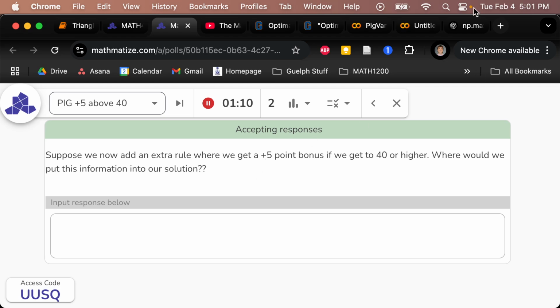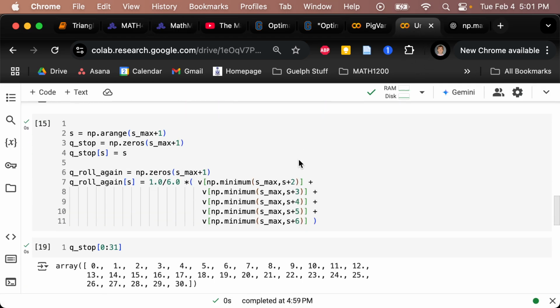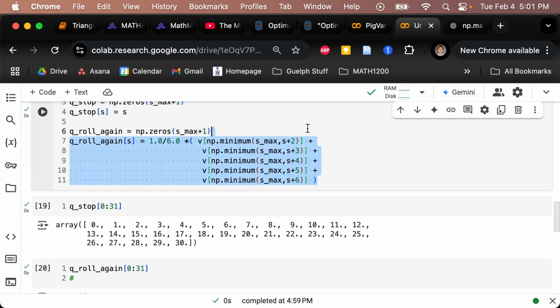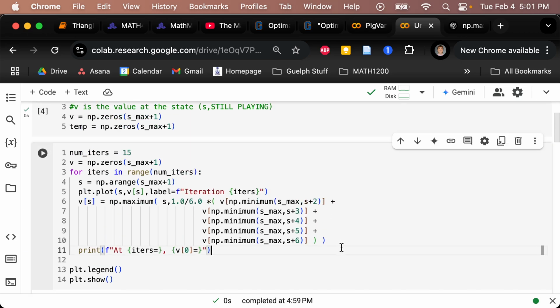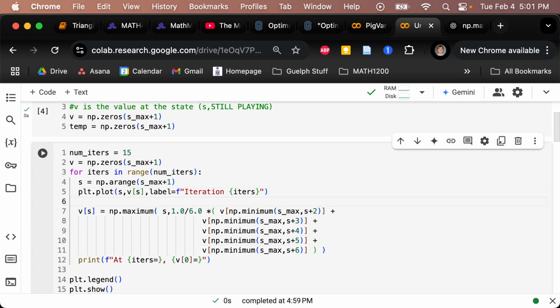Yes, great, fantastic question. Yeah, so Q roll again was a copy paste of all the stuff that went into the second, the maximum. Yeah, in fact, now that I've written the whole thing, it would have been nicer to write Q roll again and Q stop here, and then I could have written the equation that V of S is the maximum of the two Qs. That would have been a nicer way to write it. Okay.